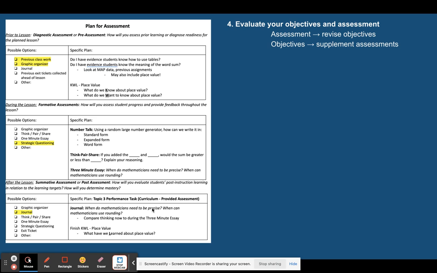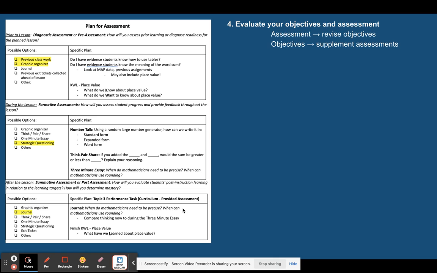With the summative assessment, I think what I have so far is very strong, and I know that I can't really remove anything from it, but I am going to add something to it. I really want my students to hone in on that essential understanding of when to be precise and when to round. So I'm going to give them an opportunity at the end to do some journaling.